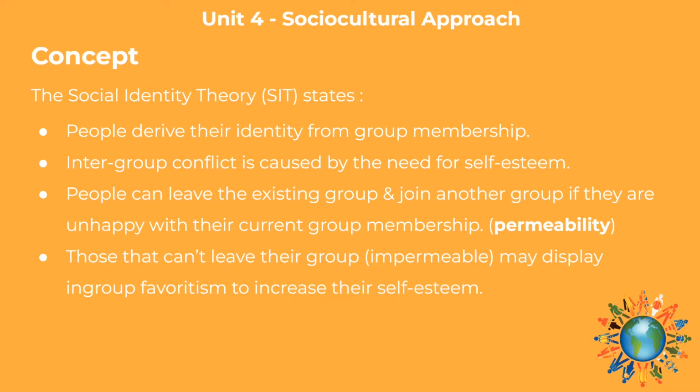And permeability is when people have the ability to leave the group that they don't like and join another group. Those that are impermeable, so they can't leave their group, tend to display in-group favoritism. This is when you talk good about yourself and your group and talk bad about people of the out-group. And all of this comes down to increasing self-esteem.